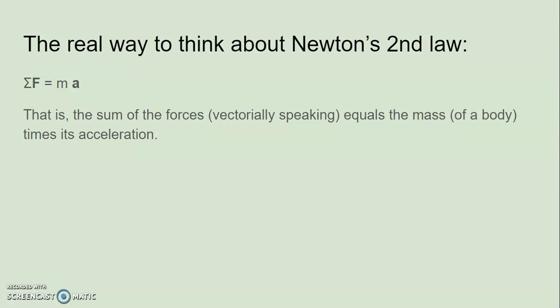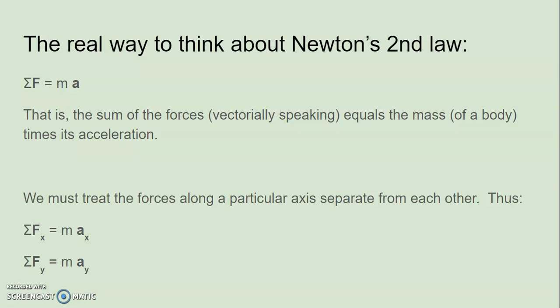Of course, the best way to think about the second law is by thinking that it is the sum, vectorially speaking, of the forces that equals the mass of a body times its acceleration. Now we're going to look at this with the use of free body diagrams. Some of this will be a repeat from the last video, but you can never really see free body diagrams enough. They are very, very helpful. In fact, sometimes they're the only way to think about solving these problems.